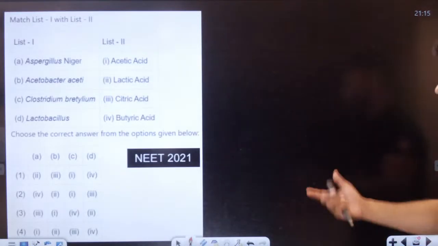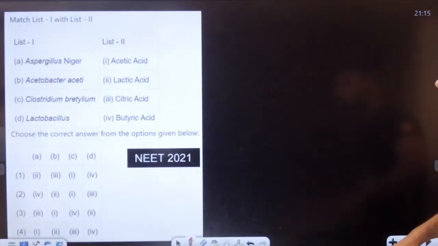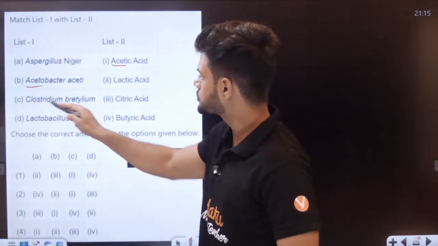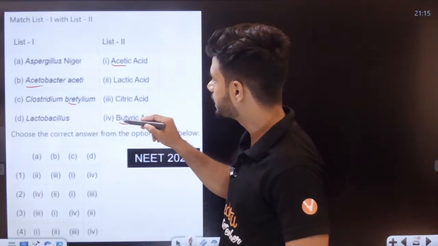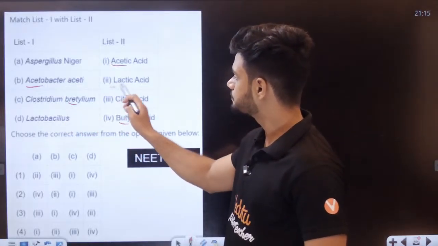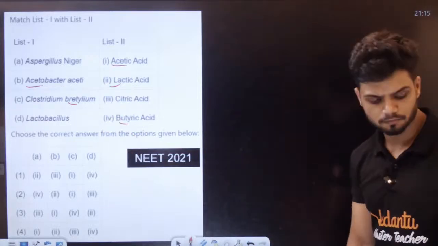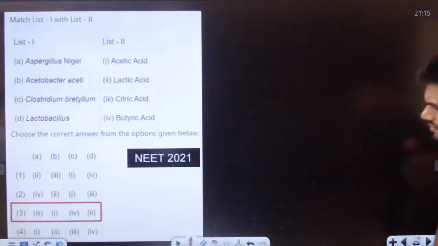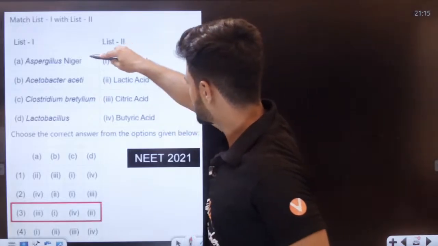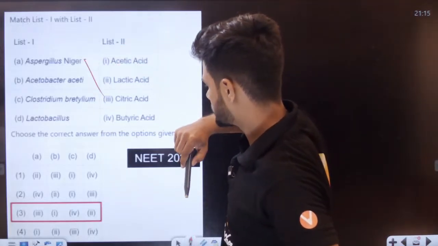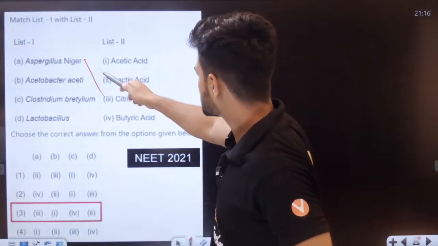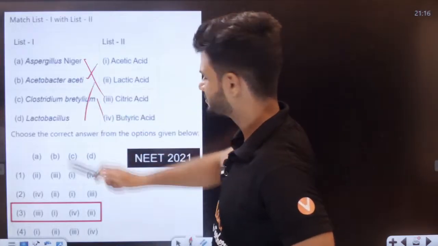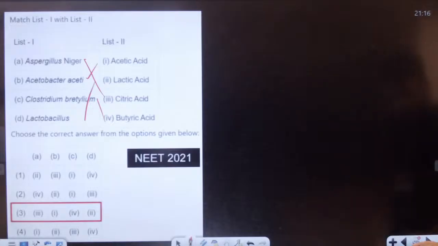Students, in this chapter you get a lot of match the followings. Aspergillus niger, citric acid. Acetobacter aceti, acetic acid. Clostridium butylicum, butyric acid. Lactobacillus, lactic acid. What is the answer now? Obviously 3 here. Aspergillus niger, A is going to be 3. Only one option is there. Acetobacter aceti, B is going to be 1. Clostridium butylicum is butyric acid, C is going to be 4, and D is going to be 2. So 3 is the answer.